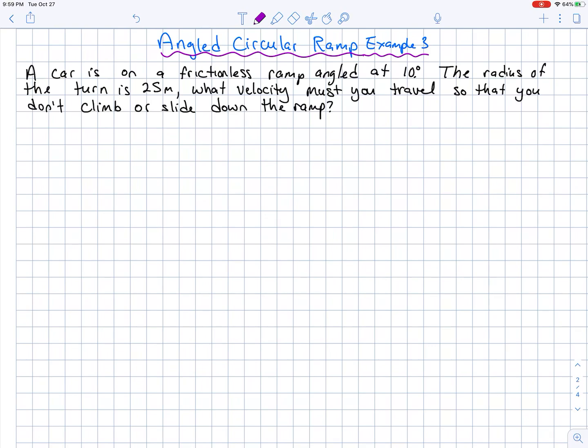So here's our third angled circular ramp example. We have a car on a frictionless ramp angled at 10 degrees. The radius of the turn is 25 meters. We want to know what velocity we should travel so that we don't climb or slide down the ramp.